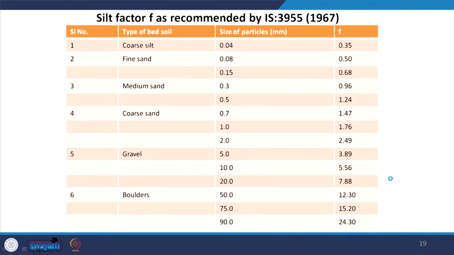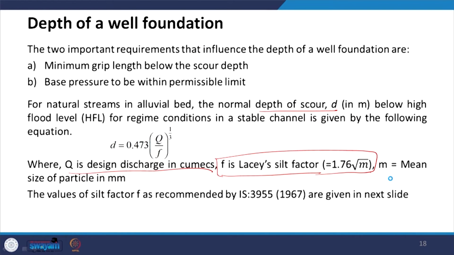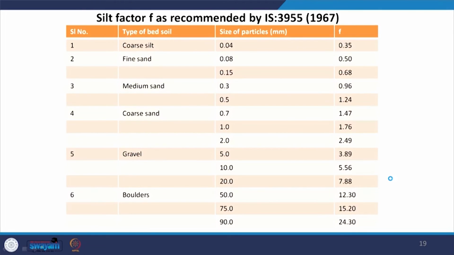So, you have the type of bed soil, and then you have the size of particle in millimeter. You have coarse silt, fine sand, medium sand, coarse sand, gravel, and finally boulders. Naturally, when you go towards the boulders, the value of m is going to increase continuously, as listed here also. So, this m is in millimeter.